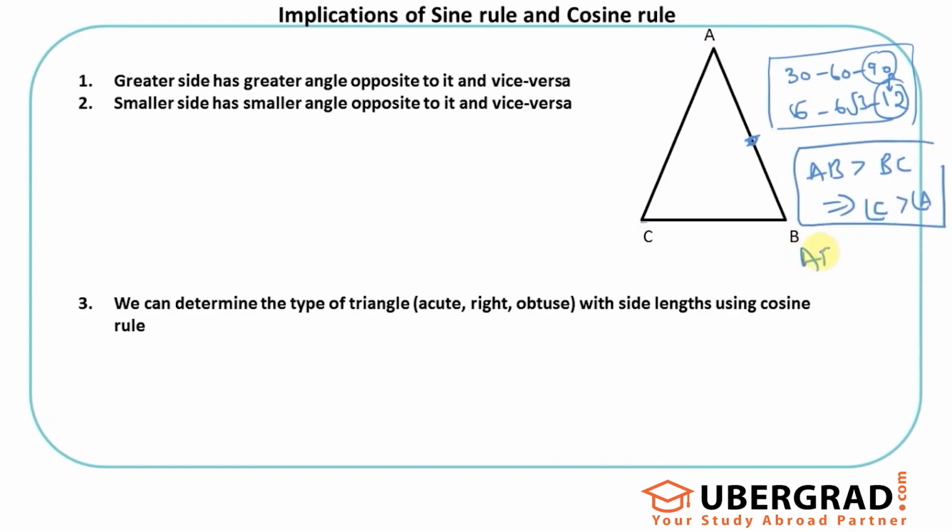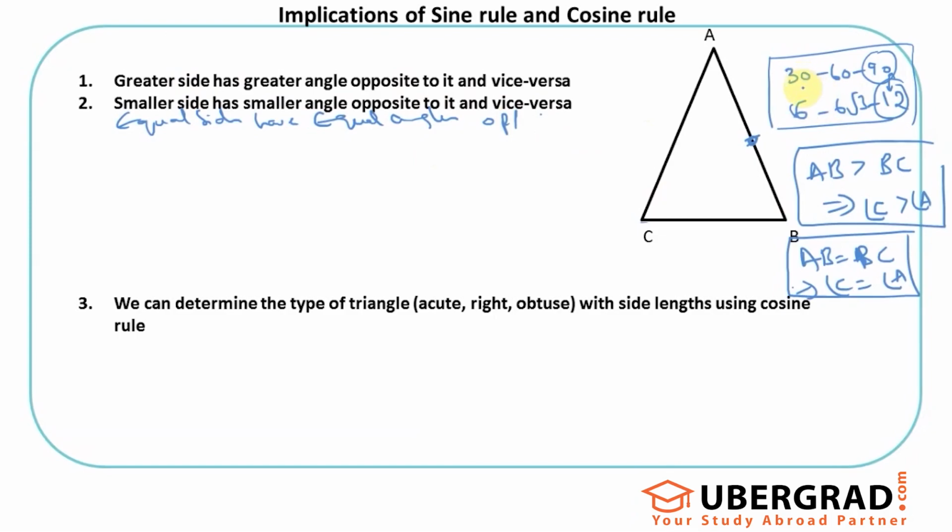Or if I know AB is equal to BC, then I can also imply that the angle opposite AB is angle C, and the angle opposite BC is angle A, so angle C equals angle A. So this is also true. Greater, less, equals, all work out. Equal sides have equal angles opposite to them, which we can also write as a third property. Greater side has greater angle, smaller side has smaller angle, equal sides have equal angles. All of this is true.